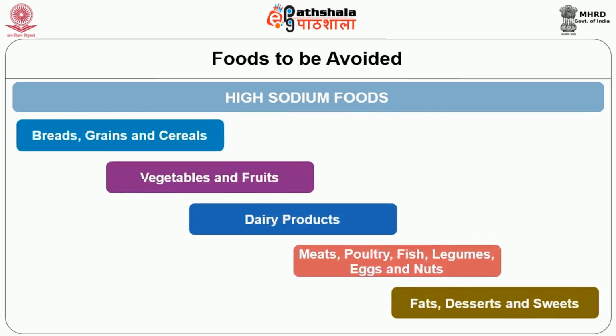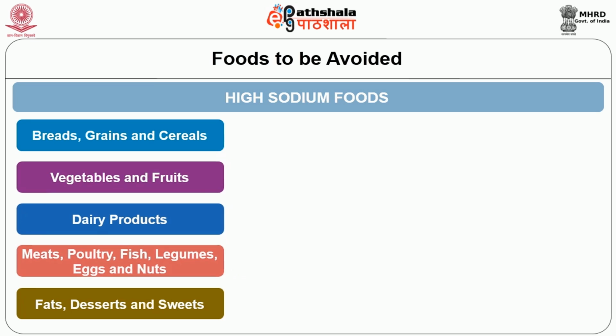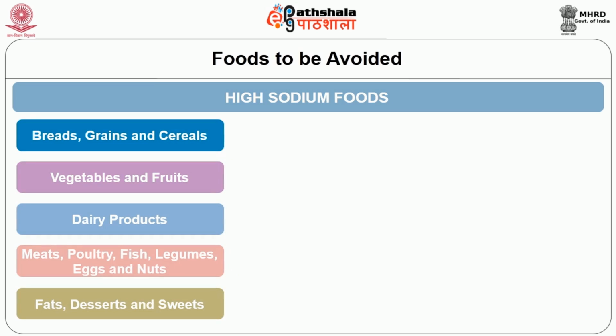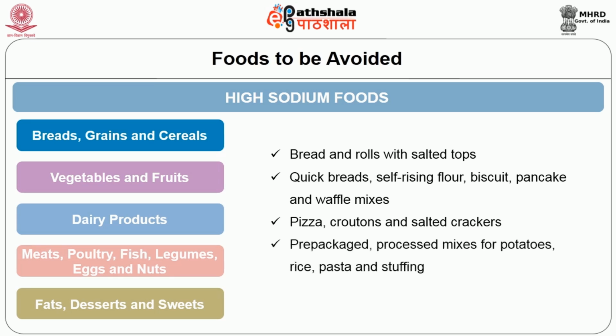Moving on to foods to be avoided. The high sodium foods to be avoided for the dialysis patients include as follows. High sodium foods such as bread, grains and cereals, the bread and rolls with salted tops, quick bread, self-rising flour, biscuit, pancake and waffle mixture, pizza, croutons and salted crackers, pre-packaged processed mixes for potatoes, rice, pasta and stuffings, etc.